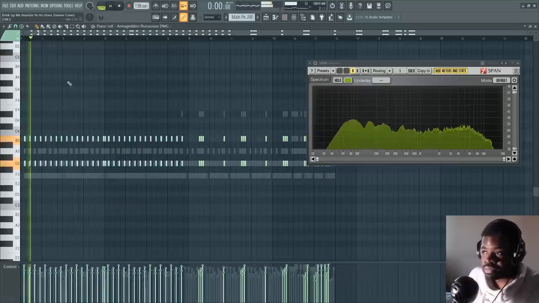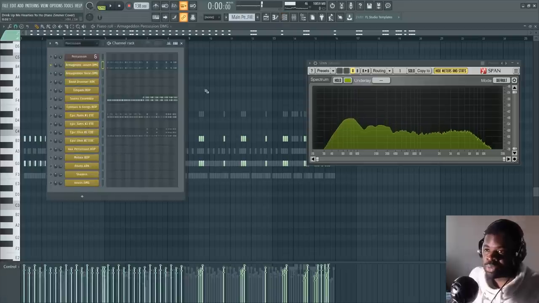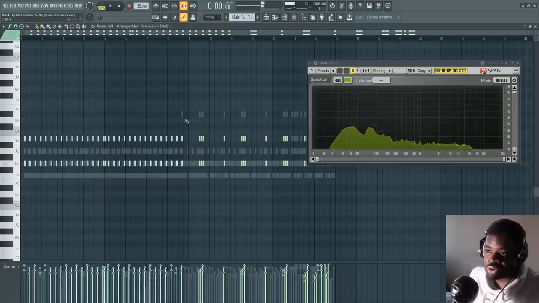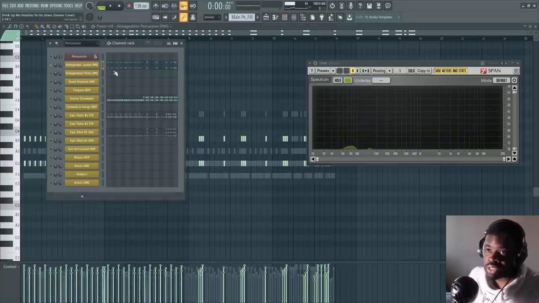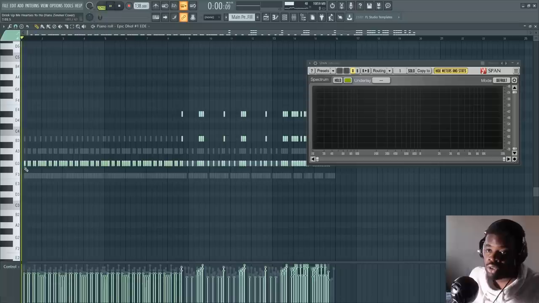First thing. I left the low-end percussion, so this boomish percussion, for our main accents only. So that's what I did on the Armageddon Ensemble. I also did that on Epic Dhol.